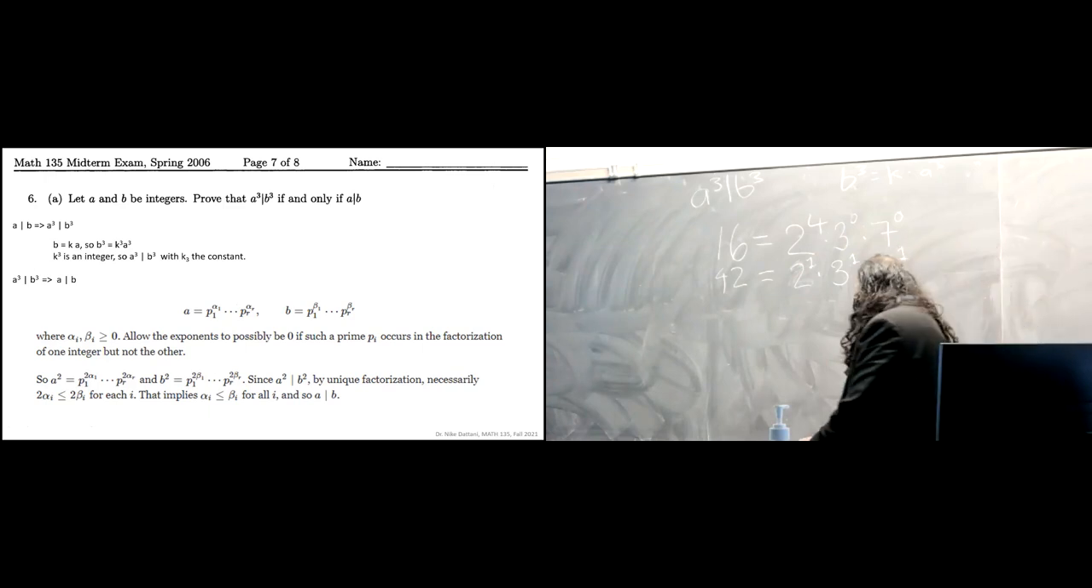let's use, do they have different color chalk here? They don't have different color chalk. No, you gotta bring your own.